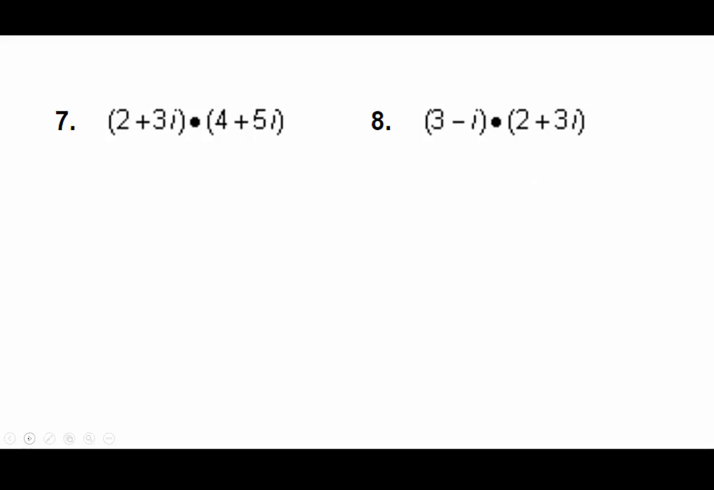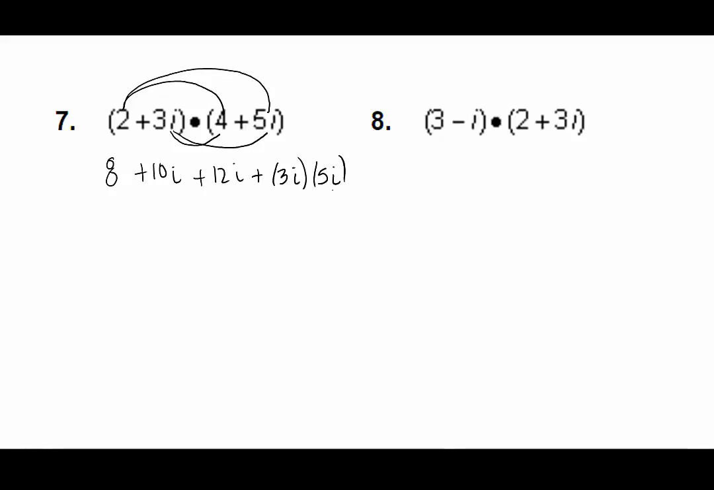Now we're going to multiply the complex numbers, and it's going to look very similar to multiplying binomials with FOIL. So we're just going to use FOIL. First pair, outer pair, inner pair, last pair. So now we need to multiply these.